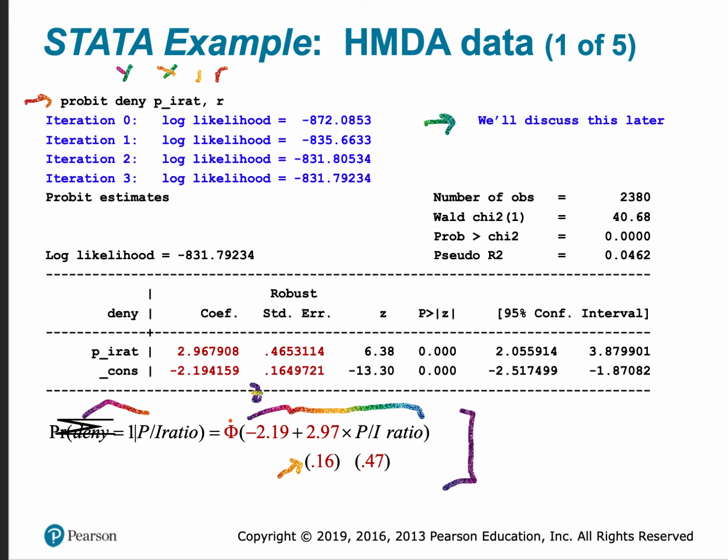And then the phi represents that this is the probability that z is less than the value of this at the payment to income ratio equal to some value, say 0.3. Let's continue with this example.